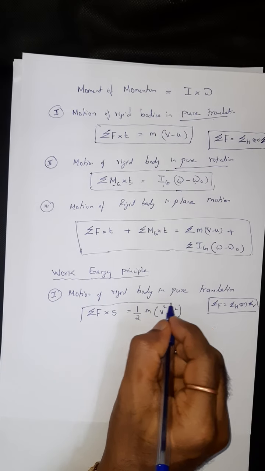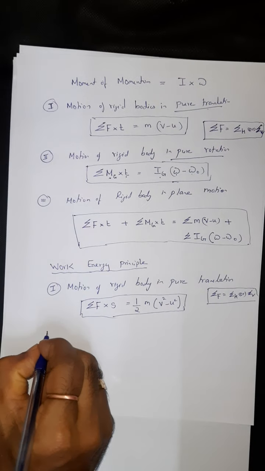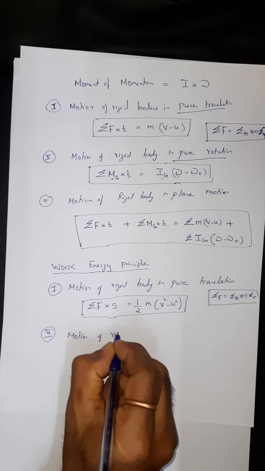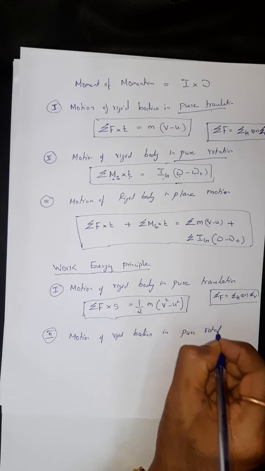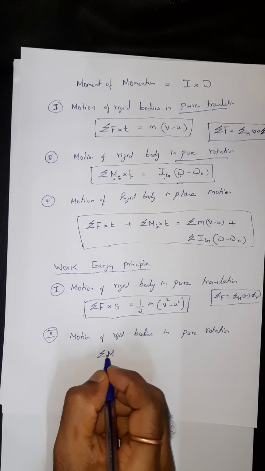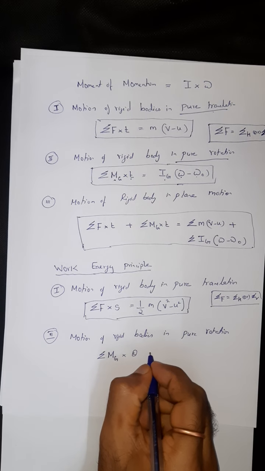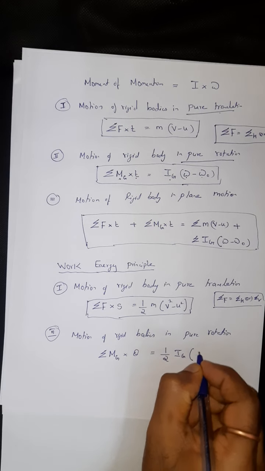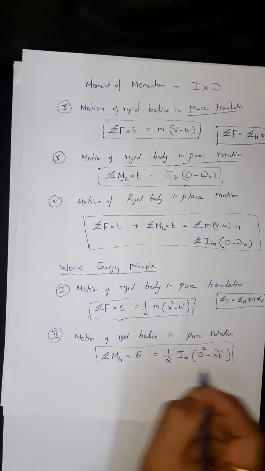So this is case 1 where there is no rotation, it's pure translation, and this is the formula to be used. Case 2, the motion of rigid bodies in pure rotation: then sum of the resultant moment about the mass center g into theta, that is angular displacement, equals 1 by 2 Ig into omega square minus omega o square. So this is pure rotation.